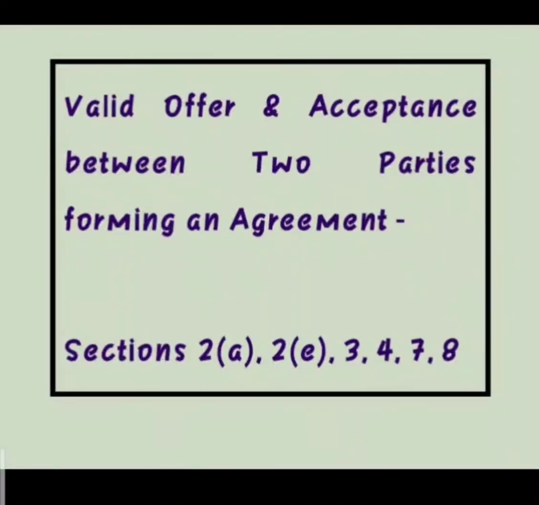The terms of the offer must be definite and the acceptance of the offer must be absolute and unconditional. The acceptance must also be made in the mode prescribed by the person who has made the offer, and it must be communicated to the offerer in the prescribed mode. An offer or an acceptance, unless it is communicated, is not considered to be a valid offer or acceptance resulting in a valid agreement. So, the sections under the Indian Contract Act which deal with a valid offer, acceptance and a resulting valid agreement are Section 2 clause (a), Section 2 clause (e), Sections 3, 4, 7 and 8.